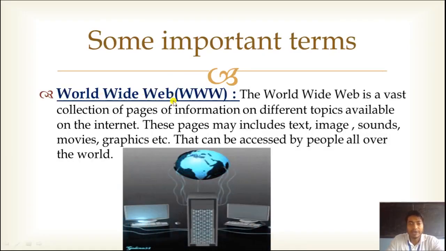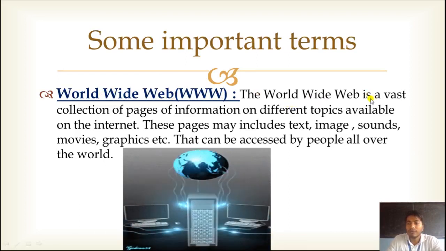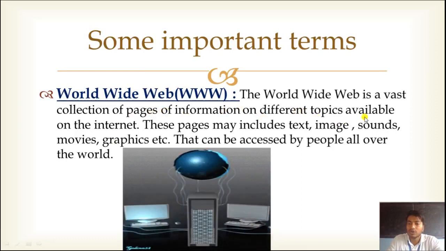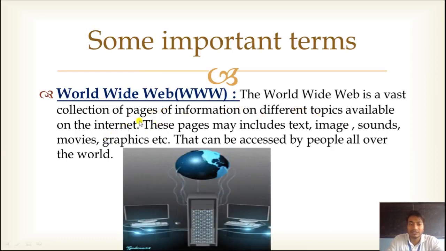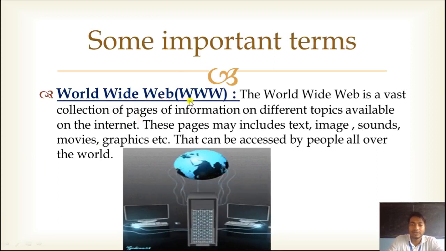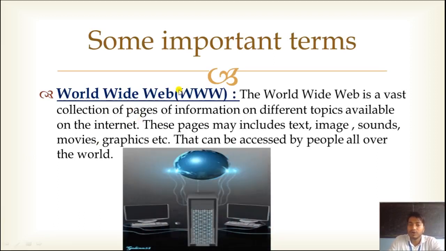Now World Wide Web, www. The World Wide Web is a vast collection of pages of information on different topics available on the internet. So have you ever thought how we are getting the information on our mobile phone or laptop? From where it is coming? So it is coming from World Wide Web. So World Wide Web is a collection of pages which has got different information. Okay, so these pages may include text, image, sound, movies, graphic, etc.